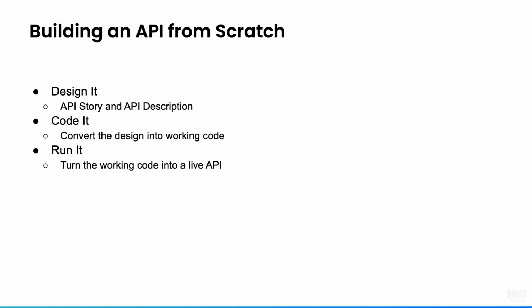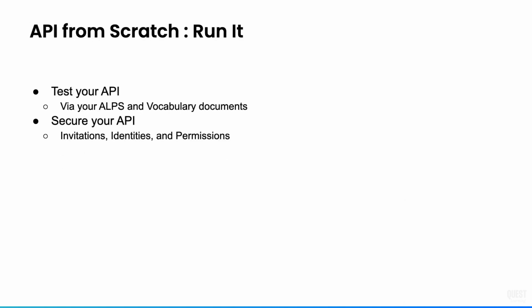Now we're on to the next step in building our API from scratch, the run it stage. We've already worked on design. We've converted our API story and description into design assets. We've converted that design into working code. Now we need to turn the working code into a running live API. And that's what we're going to work on in this last step.